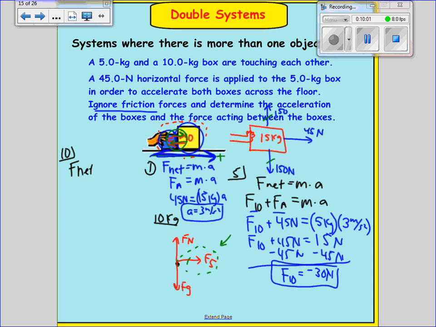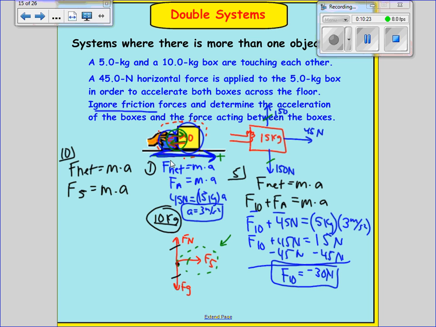So force net equals mass times acceleration. What force or forces are contributing to the net force with the 10 kilogram block? Well, in that case, it's just the force that the 5 kilogram block pushes. So my force net is really just F sub 5, since the normal and the gravity cancel out. So that's equal to the mass times the acceleration.